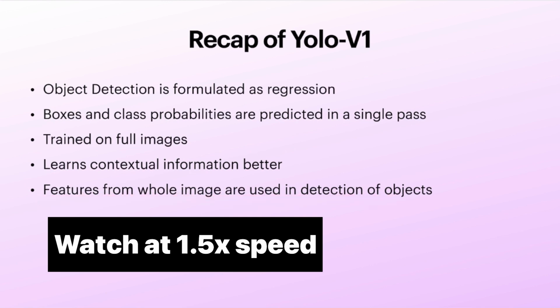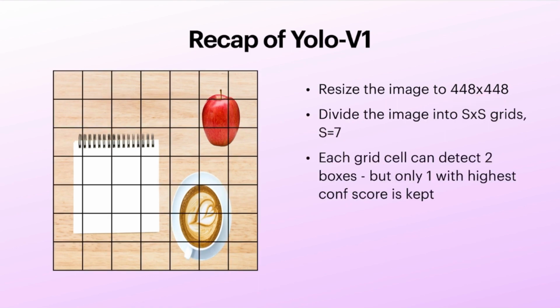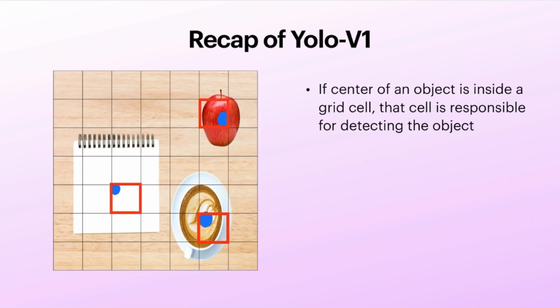Now let's see the steps of YOLO-V1. First, you resize your image into 448 by 448 and then divide your image into S by S grid cells. In the paper it is 7, so divide your image into 7 by 7 grid cells. Each cell can predict 2 boxes, but only the one with the highest confidence score is kept. So finally, every square here predicts only one box. The grid cell in which the object center falls is responsible for predicting this particular object.